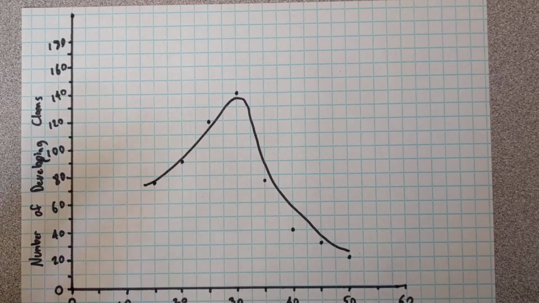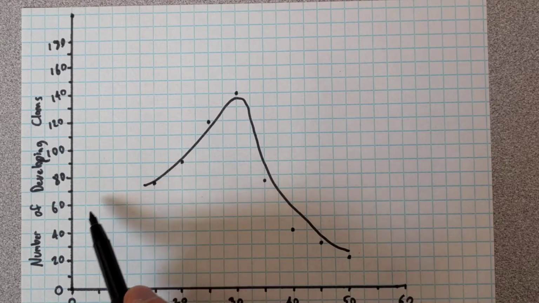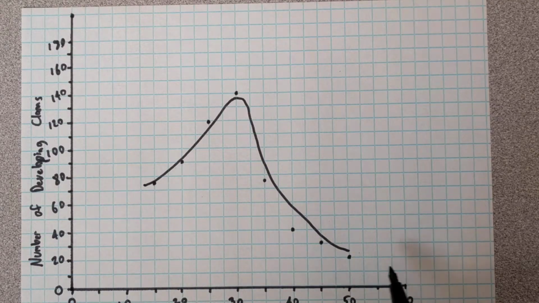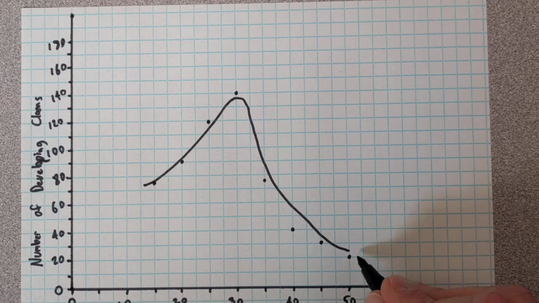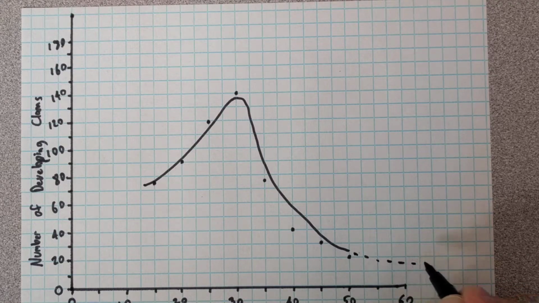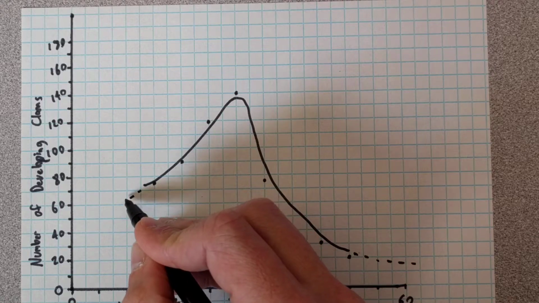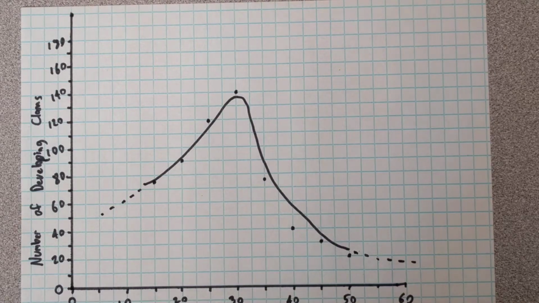Okay. Now when I go beyond my data, for example, when I go over here and when I go over here, I'm going to add a trend line that looks like it should continue, and I'm going to make it dotted. Something like that.